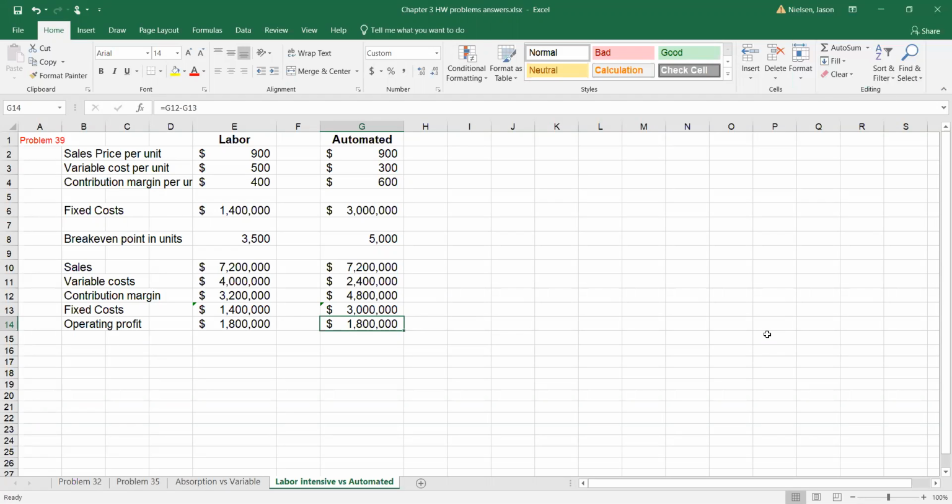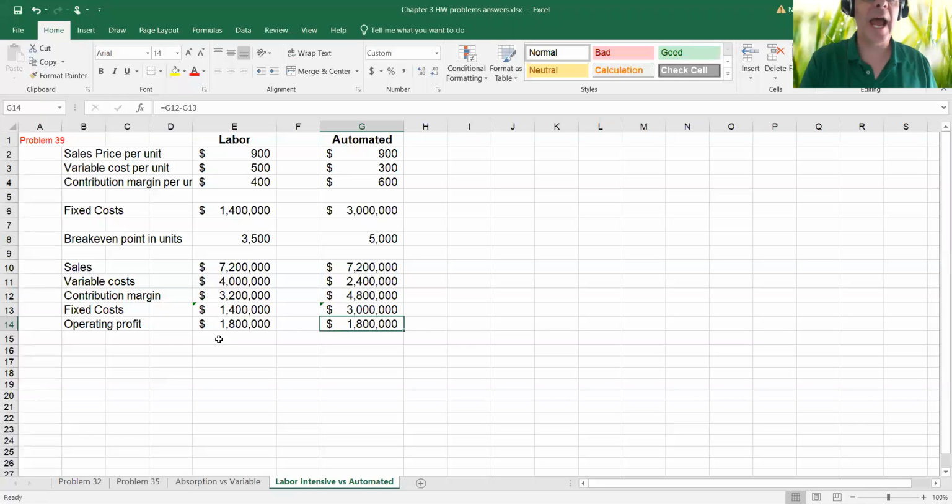Because the fixed costs are more. Okay. Let's see what happens. Let's go ahead and do some calculations. I think Nate may be onto something here.